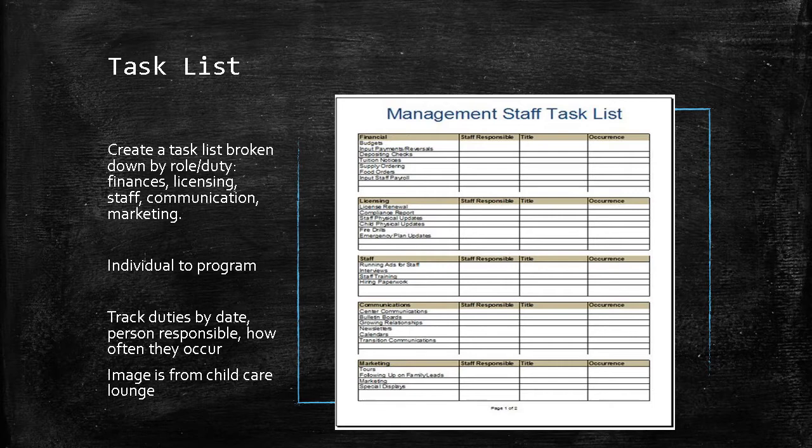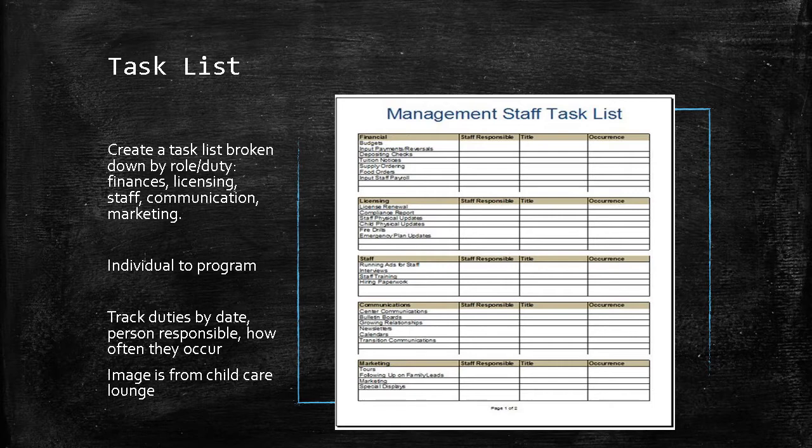And then also the person responsible. So if you're the only management person, a lot of this will come down to you or experienced staff members and teaching staff that you have. If you're with a larger program, within your management team, and then also if you're an FCC provider, you and the other person who works for you, or you and your husband who helps you with maintenance, that type of stuff. So you can track who's going to take care of these tasks and at what time.